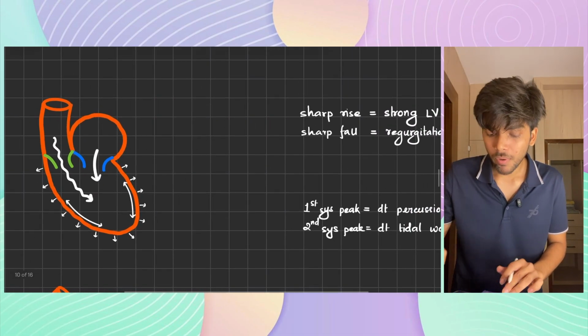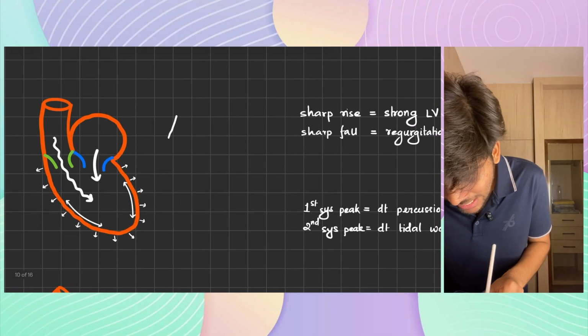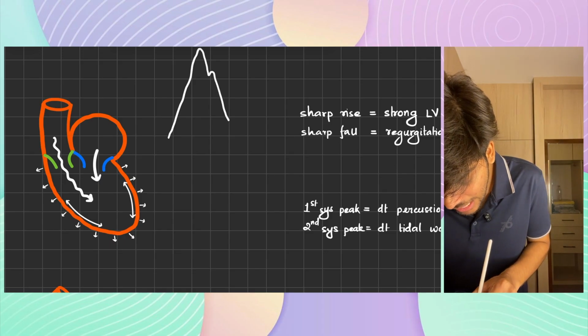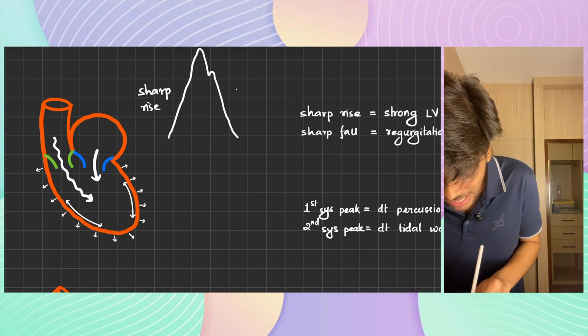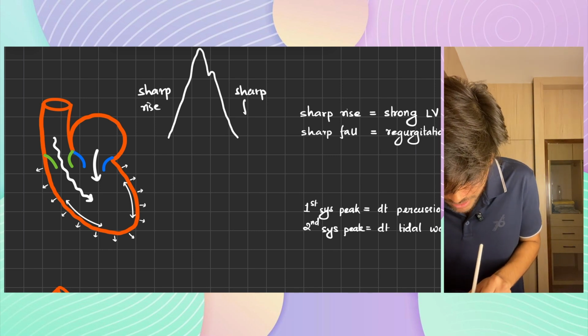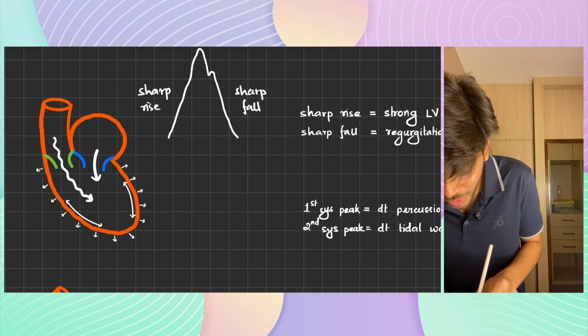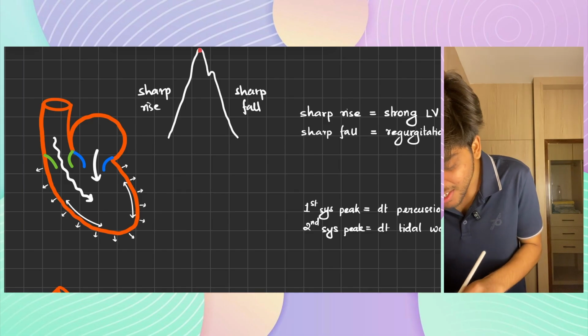Okay, let me show you with the help of graph. So there is a sharp rise and a sharp fall. There is a sharp rise in pulse and a sharp fall in pulse. Since there is sharp rise, what do you have? You have a high systolic blood pressure.